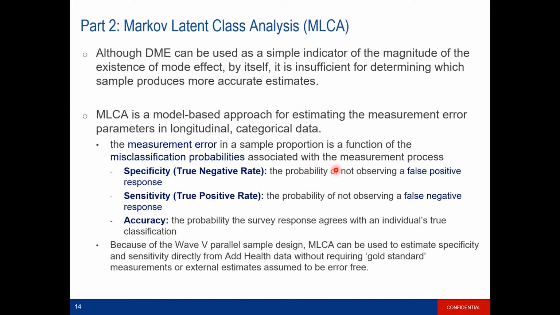From our results, we use the 3 different metrics. The first one is specificity, which is indicating the true negative rate, and the sensitivity, that's reflecting the true positive rate. And last, we're using accuracy to kind of summarize the true negative and the true positive rate to examine the probability the survey response agrees with our individual's true classification.